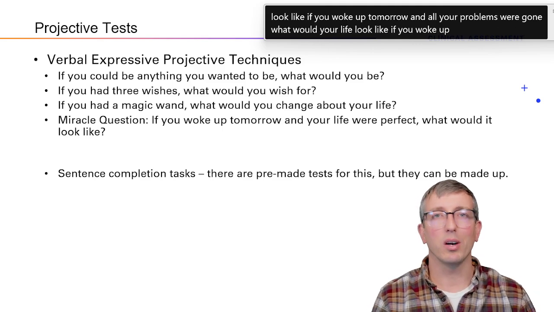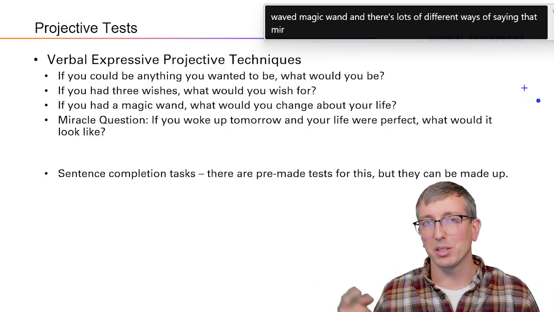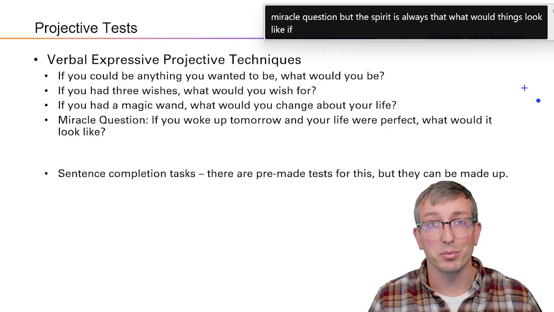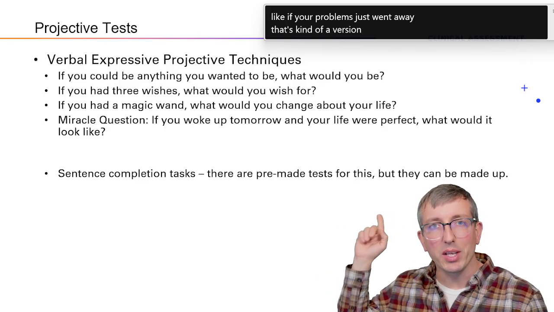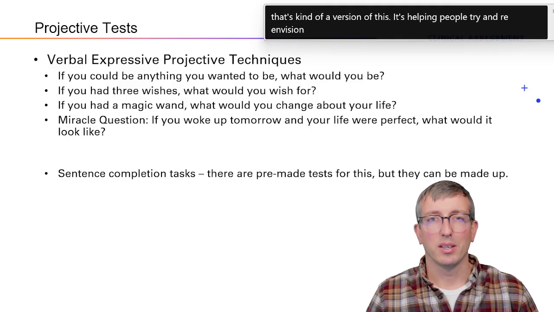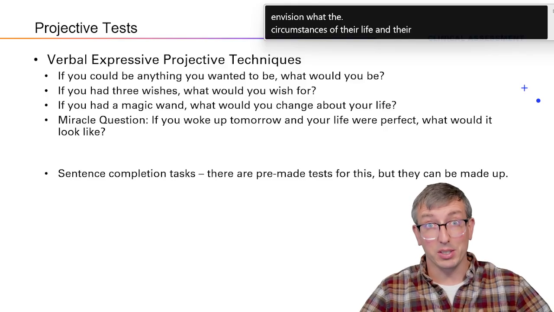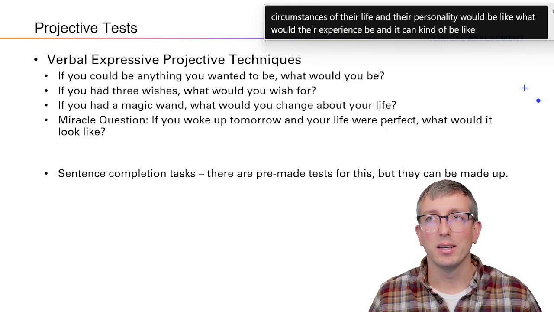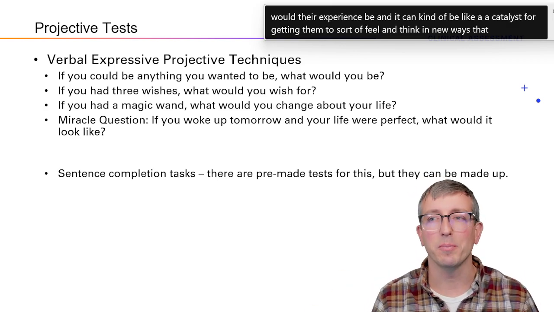If you woke up tomorrow and you waved a magic wand, and there are lots of different ways of saying that miracle question, but the spirit is always that. What would things look like if your problems just went away? That's a version of this. It's helping people re-envision what the circumstances of their life and their personality would be like. What would their experience be? And it can be like a catalyst for getting them to feel and think in new ways.